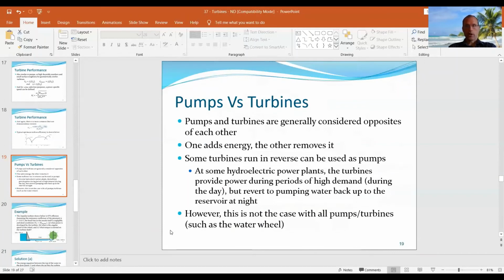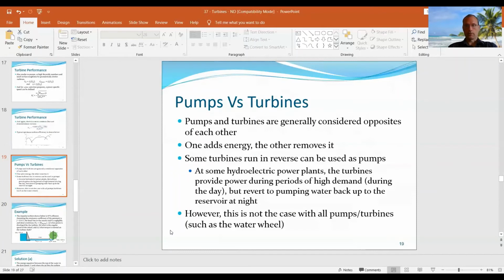And last thing, pumps and turbines are generally opposites of each other. One adds energy, one removes it. Some turbines can be run in reverse and used as pumps, and vice versa. Some pumps can be run in reverse as turbines. That happens at some hydroelectric power plants. Turbines provide power during periods of high demand. So again, these hydroelectric power plants are generally dams. You have a big turbine in there, so as water comes down over the dam, it spins the turbine.